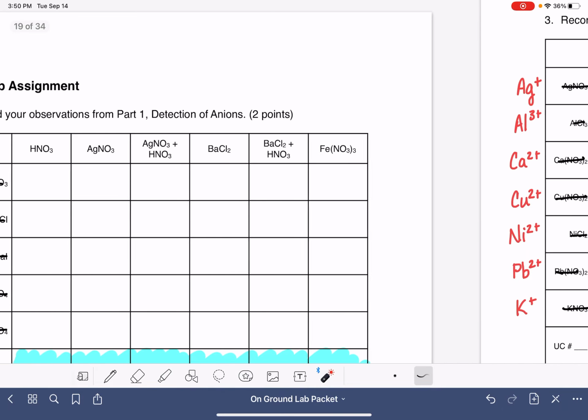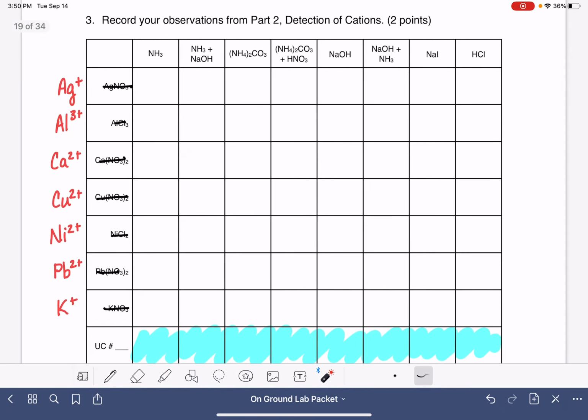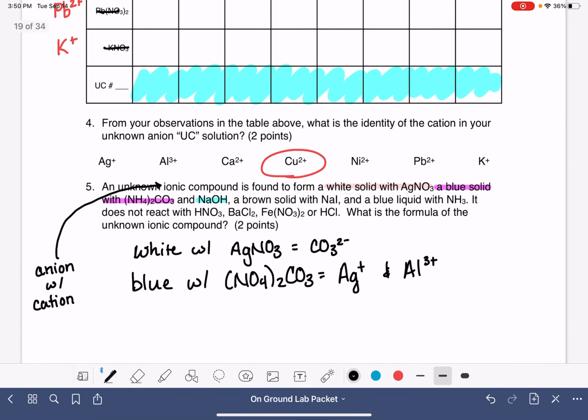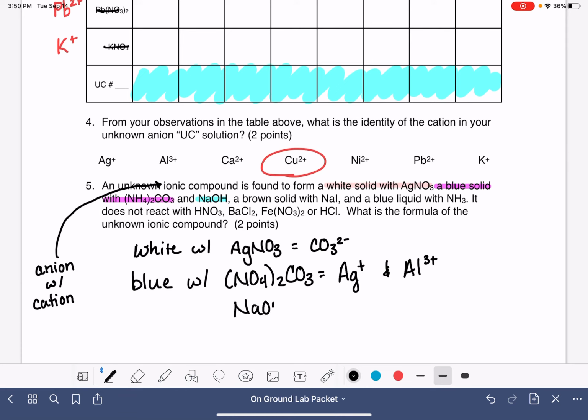We should also take a look: is that also being used for an anion? No, it's not. So with NaOH, what could we be seeing that would form a blue solid? Maybe it's aluminum, Al3+. So blue with NaOH, we've decided that that is probably aluminum. And you're just going to continue doing this. The next one would be a brown solid with NaI. You'd go find that. A blue liquid with NH3. You'd go find that. Does not react with HNO3, does not react with BaCl2.